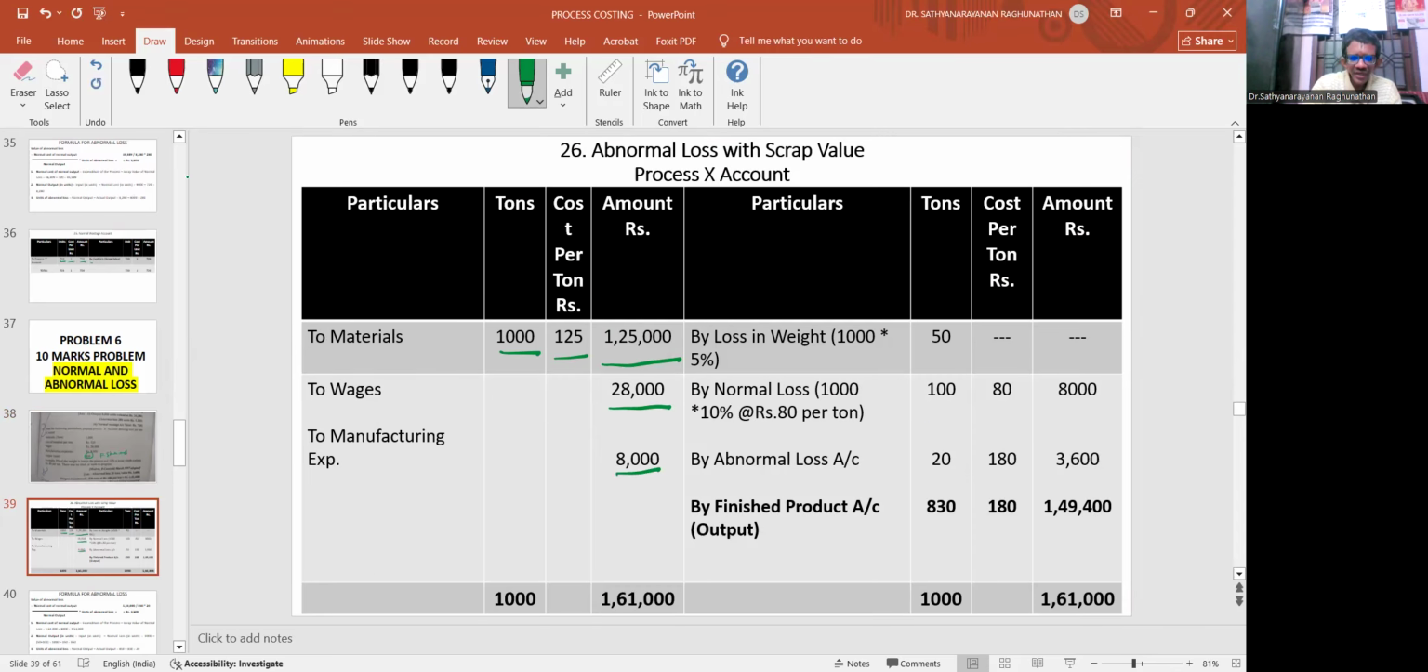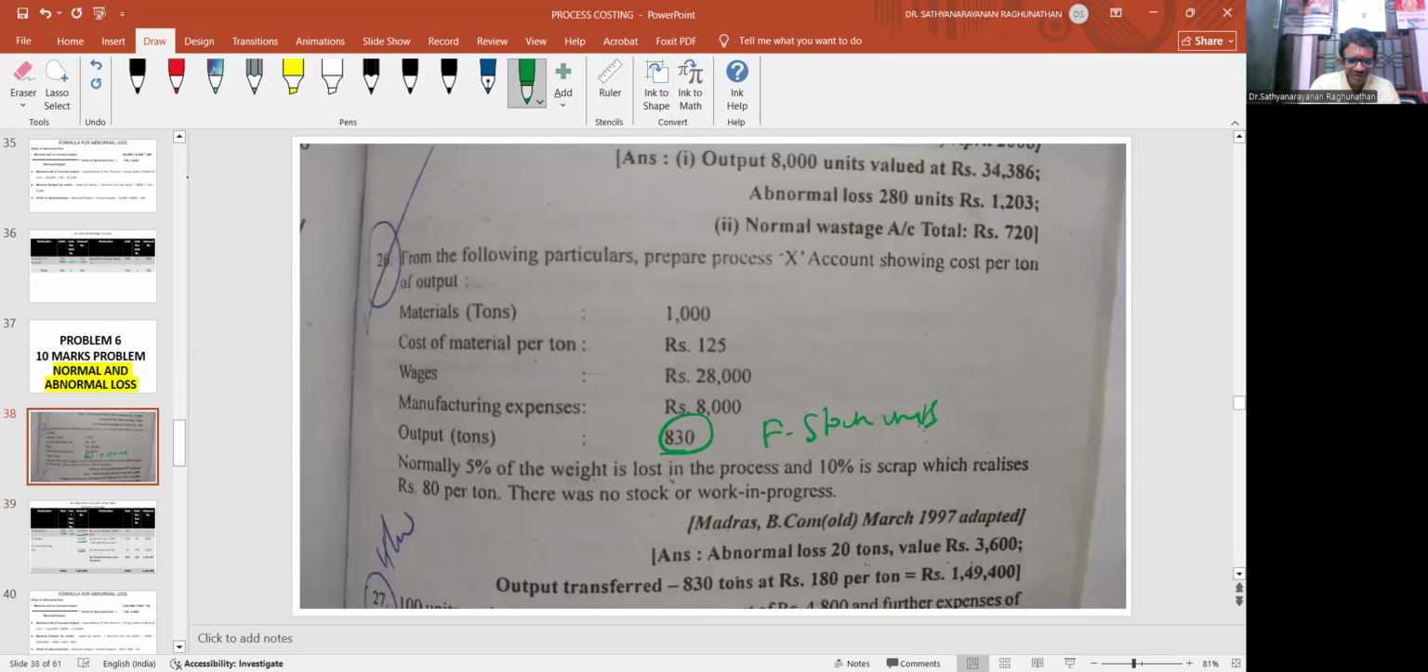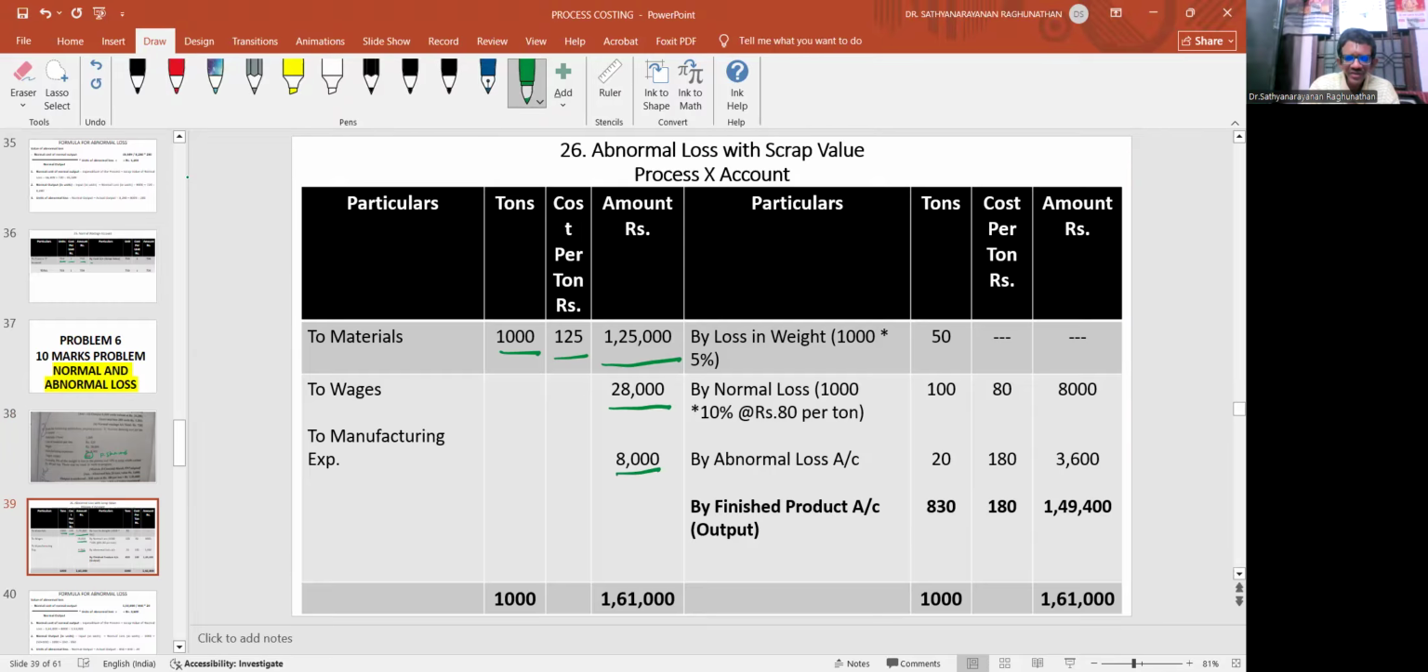We will discuss. Now, see the question. Normally, 5% of the weight is lost in the process and 10% is scrap, which realizes rupees 80 per ton. Now, 5% of the weight is lost in process, normal loss. So while you are transferring from one place to another, in the movement in transit, 5% of the quantity has been lost. This may occur in the normal course of business only. That is what is called normal loss.